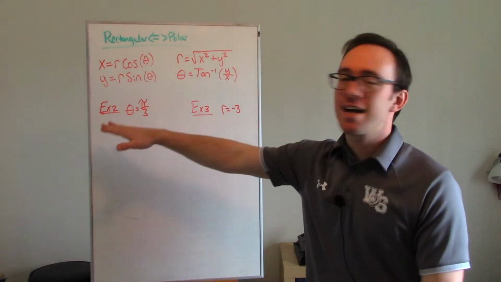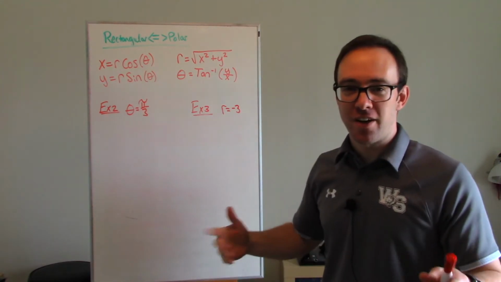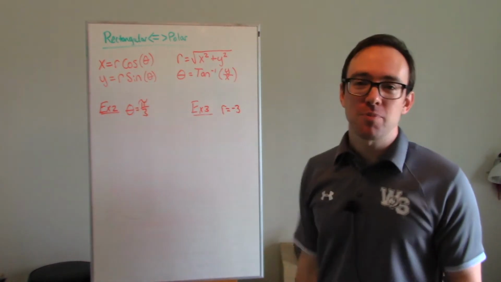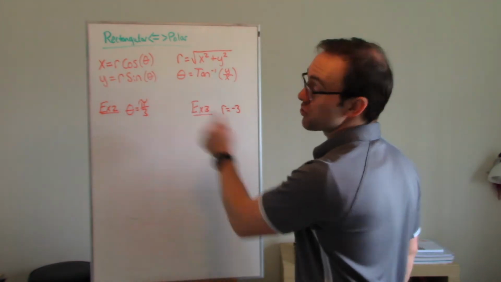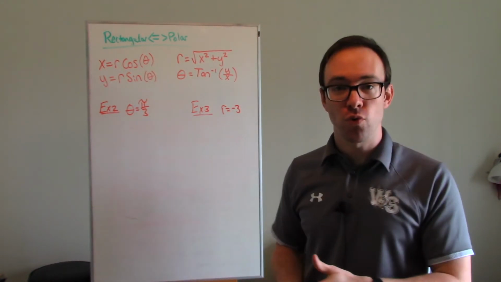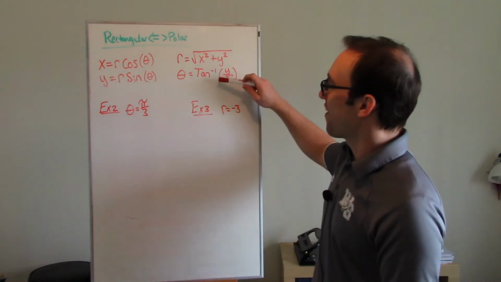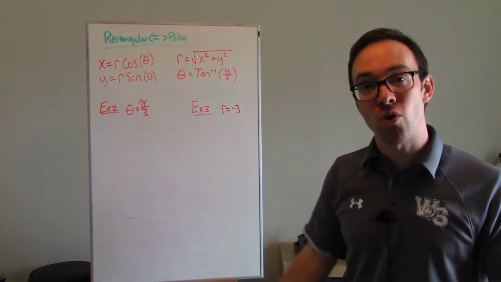Okay, for the last example 2, and then I threw in an extra example 3, just because, why not, do more math. But example 2, you have theta. Theta is equal to pi over 3. That is a function in polar form that we're going to change to rectangular form. Okay, so this is going to rely on this tan negative 1 formula.